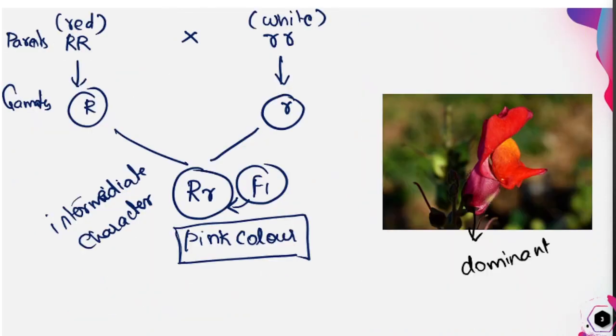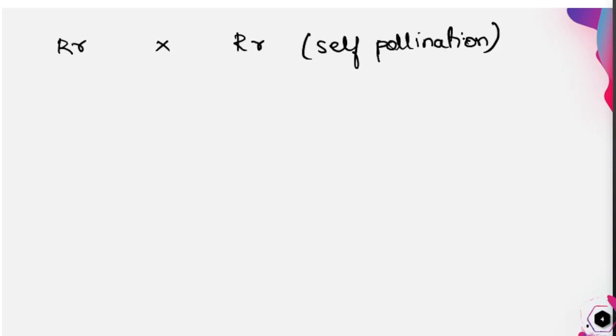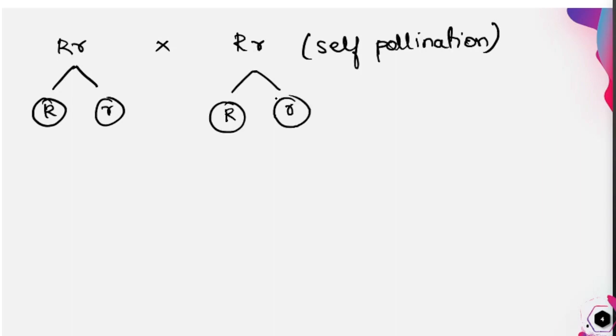Now clearly observe here, I am going to draw another piece of information. Okay. So see here, we know that capital R and small r is nothing but the pink color. So I am going to cross it with again capital R, small r. What is this? This is self-pollination, right? So performing self-pollination, what will you get? You will get two different types of gametes. Capital R is formed, small r is formed. Here also two types of gametes. Capital R is formed, small r is formed.